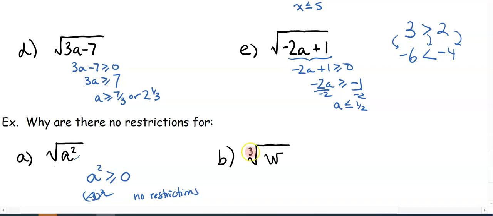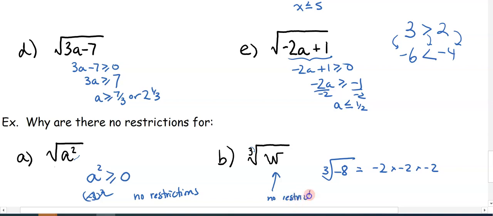Okay? Same thing with cube rooting. Are we allowed to take the cube root of a negative? Yes. 3 negatives multiplies to give a negative. Same thing with a fifth root. 5 negatives makes a negative. Or a seventh root. 7 negatives makes a negative. So if this root is odd, then there are no restrictions.